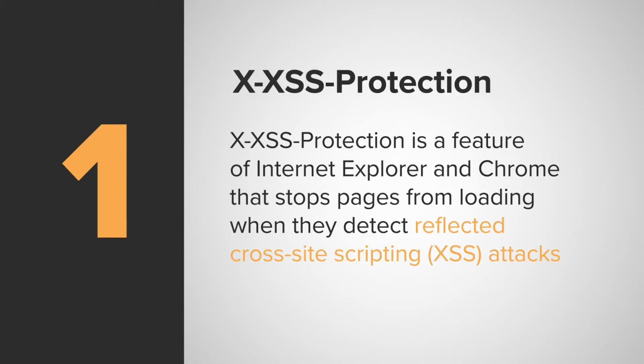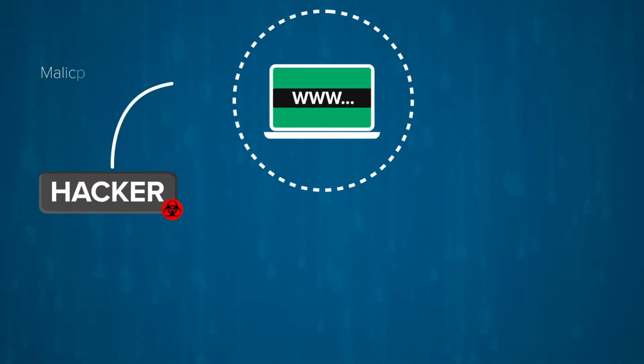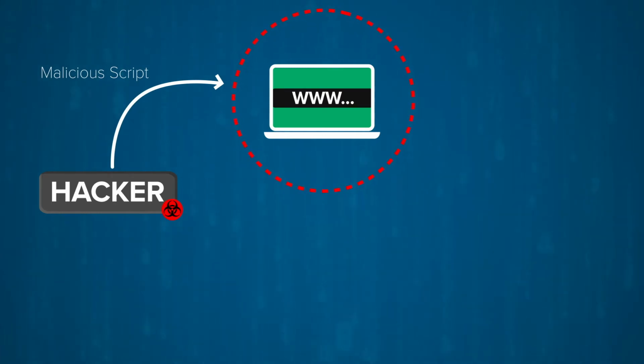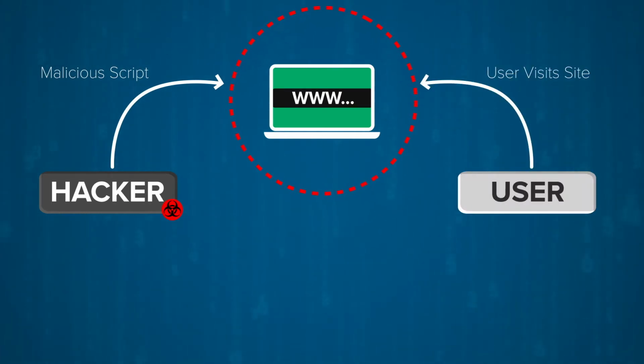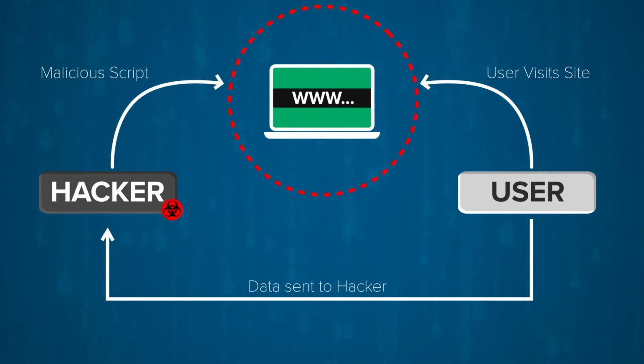1. X-XSS-Protection. X-XSS-Protection is a feature of Internet Explorer and Chrome that stops pages from loading when they detect reflected cross-site scripting (XSS) attacks. Although these protections are largely unnecessary in modern browsers, when sites implement a strong content security policy, they can still provide protections for users of older web browsers that don't yet support CSP.